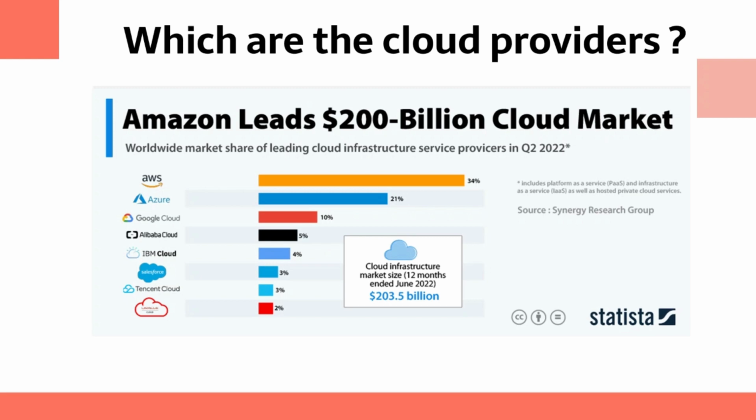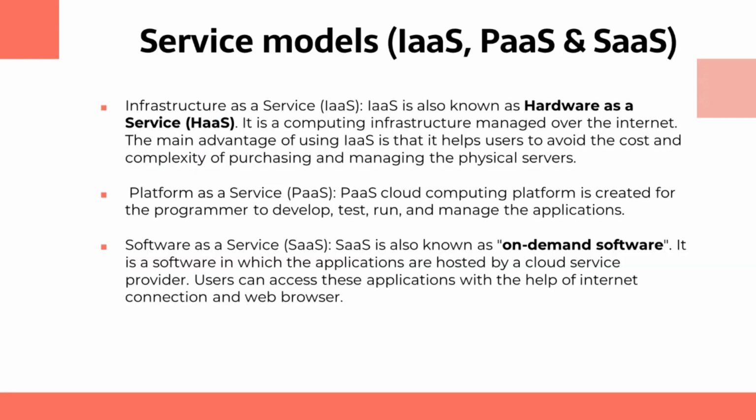And next comes service models in cloud computing, that is IaaS, PaaS, and SaaS. IaaS is nothing but infrastructure as a service. It is also known as hardware as a service, right? It is a computing infrastructure managed over the internet. The main advantage of using IaaS is that it helps users avoid the cost and complexity of purchasing and managing physical servers, right?